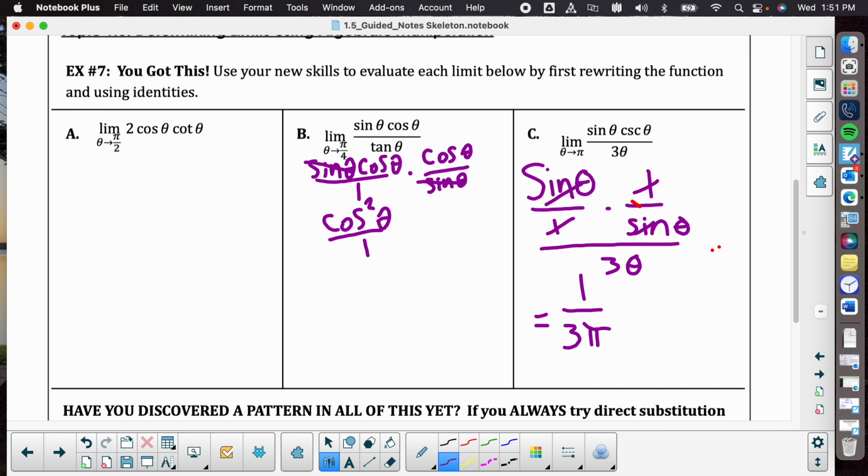And then do I have to do all the steps of cosine squared and write it all out, or can I just go to the answer? I would expect a lot of people to be able to do it in their head, so you can just go right to the answer.